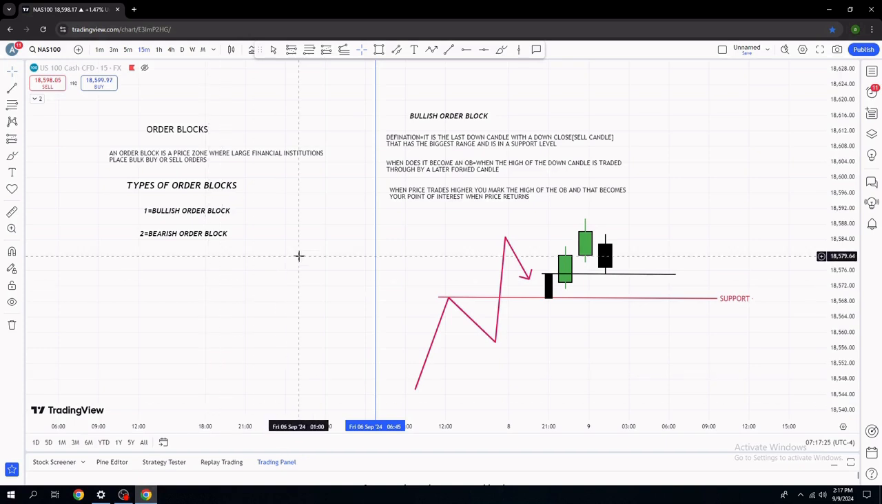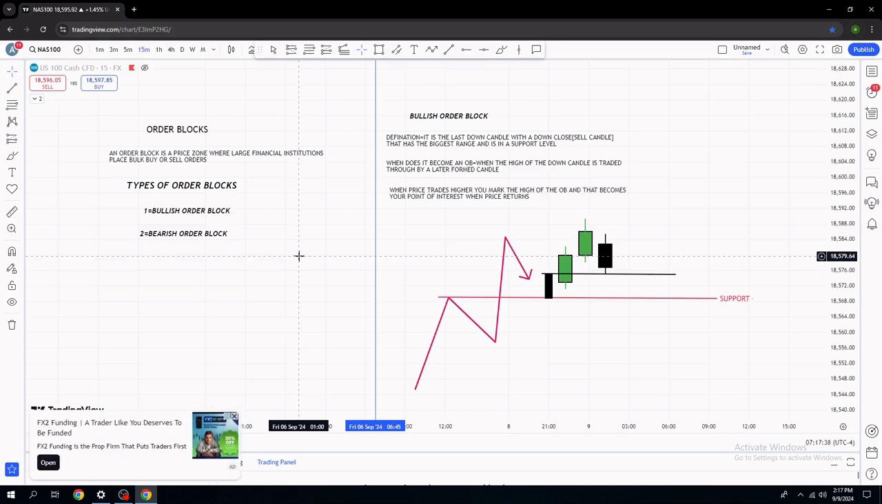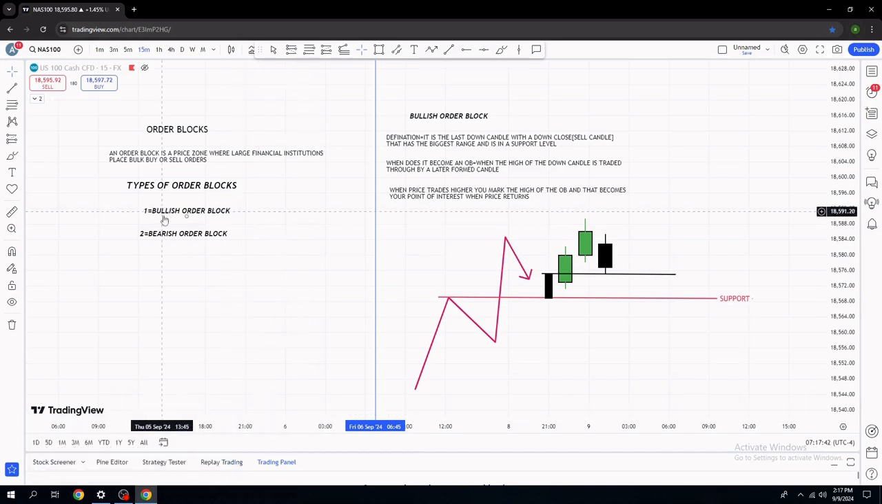What is an order block? An order block is a price zone where large financial institutions place bulk buy or sell orders. So there are two types of order blocks. The first type is the bullish order block, and the second one is the bearish order block. However, for this video, we are going to focus only on the bullish order block, because the bearish order block is just the opposite of a bullish order block.